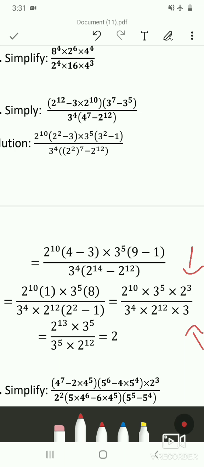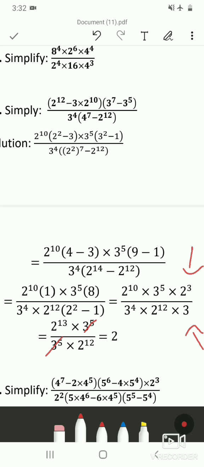So the final step, here you can see 2 raised to 10 and 2 raised to 3. So you can use the first law, and you will get 2 raised to 13 into 3 raised to 5, and in the denominator again these two terms you can use the first law, and you will get 3 raised to 4 plus 1, that is 3 raised to 5 into 2 raised to 12 as it is. So this 3 raised to 5 and this 3 raised to 5 get cancelled. So you are remaining with 2 raised to 13 divided by 2 raised to 12.